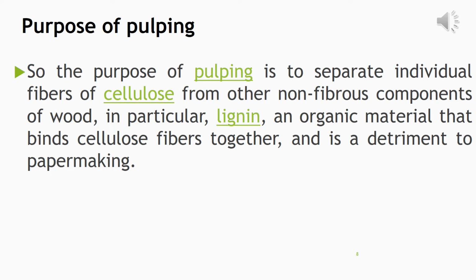So we are saying that the purpose of pulping is to separate the cellulose fibers from non-fibrous components of the wood, which is mainly lignin. Lignin is an organic material. It is binding the cellulose fibers, and if it is not removed or separated, then it is a detriment to paper making. How is it a detriment? We are going to see it in the next slide.